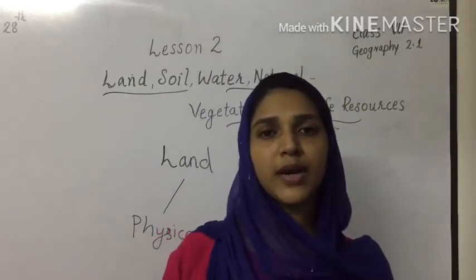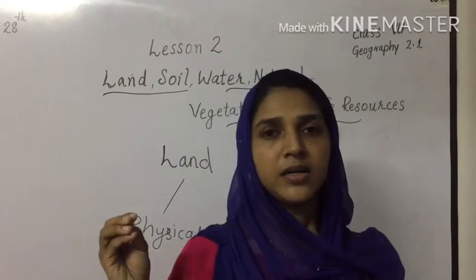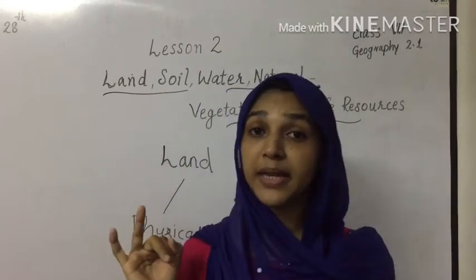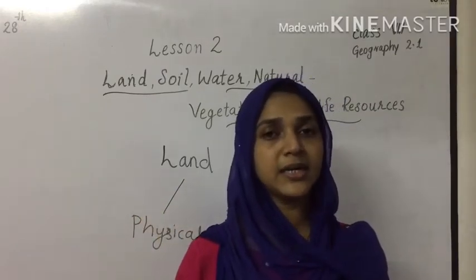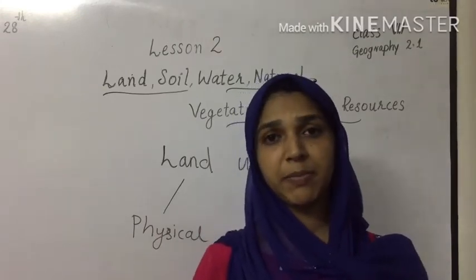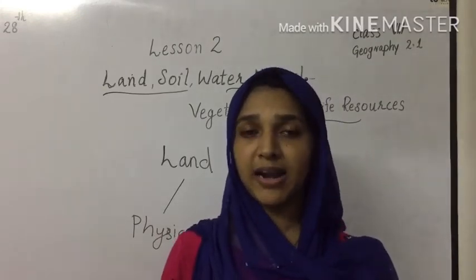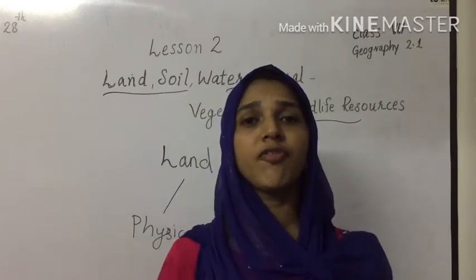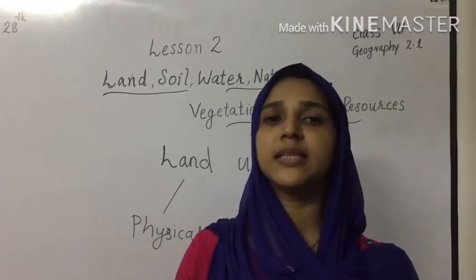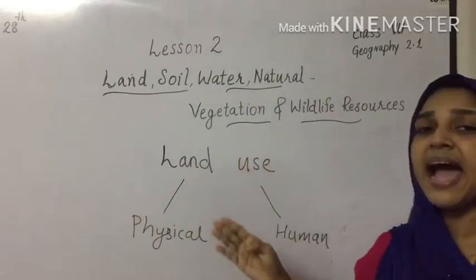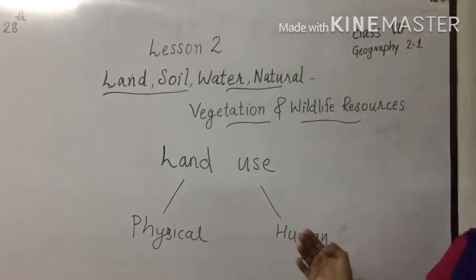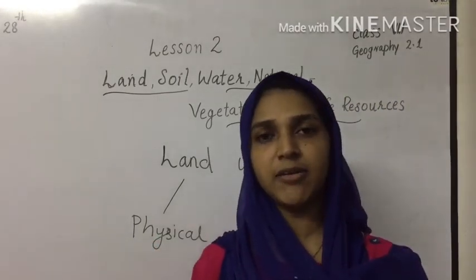So let me conclude what I have said in this class. The first thing is, land is a most important natural resource. There are many types of landforms on our earth. Thirdly, the land is used for many purposes such as agriculture, transportation, building of houses, industry, etc. And all these purposes altogether are called the land use. And land use is determined by two factors, physical factors and human factors.